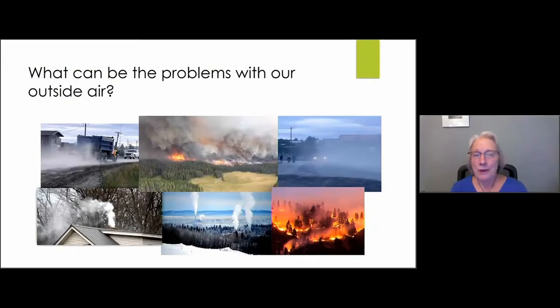So what is the problem? As you know, if you've been on the West Coast, you've had an amazing summer with wildfire smoke. But it's not the only issue that we have with our outdoor air. Obviously, wood smoke and dust on our roads. Next slide.